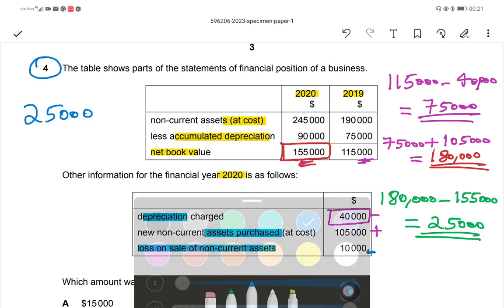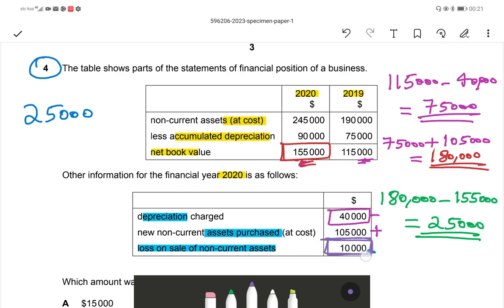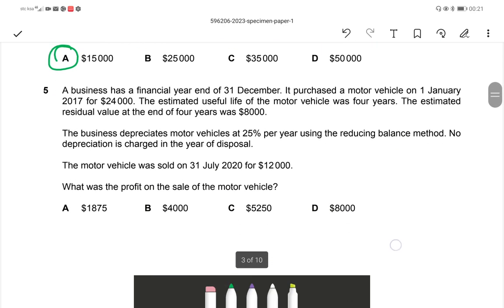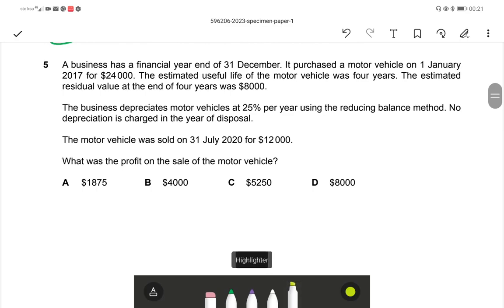The question says there is a loss. Loss means they got 10,000 less than their net book value. 25,000 net book value minus 10,000, so they have received 15,000. The correct answer is option A.